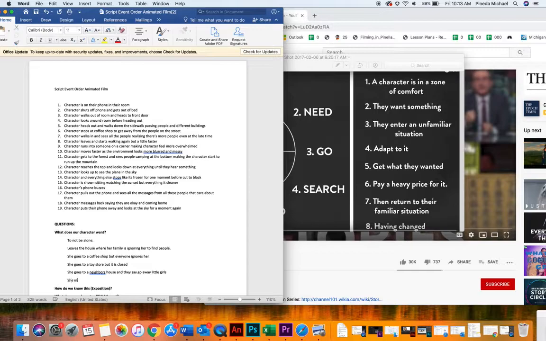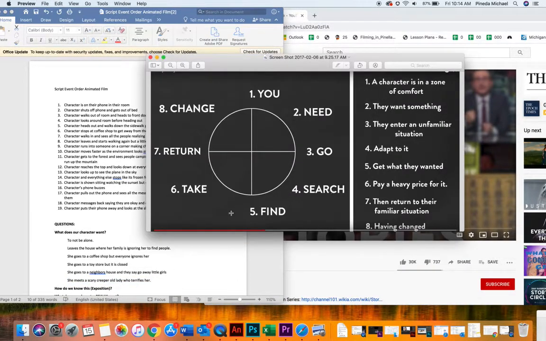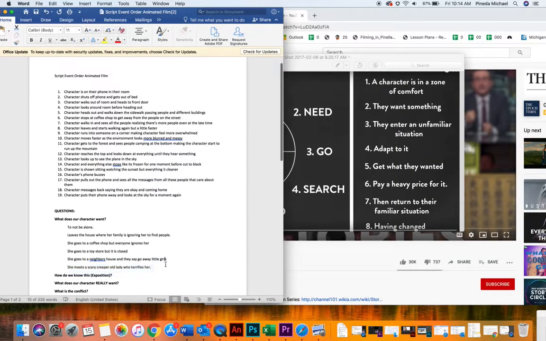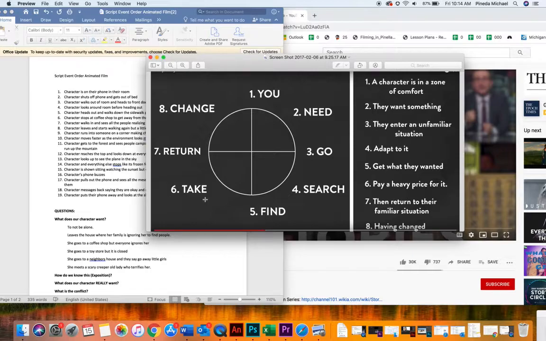Well, she meets a scary creeper old lady who terrifies her. Well, she just got what she wanted. She wanted to not be alone. Now she's not alone. She's now in the presence of some creepy, old, terrifying lady, right? So, you agree? We gave her what she wanted. Number 6, she has to pay a heavy price for it. So, this creepy old lady who terrifies her, that's the price she pays. She's terrified. She's scared, right?